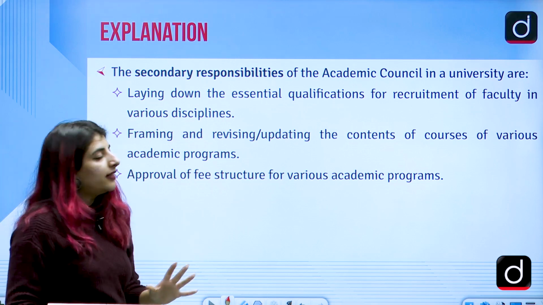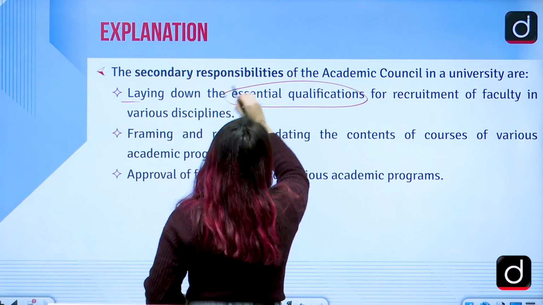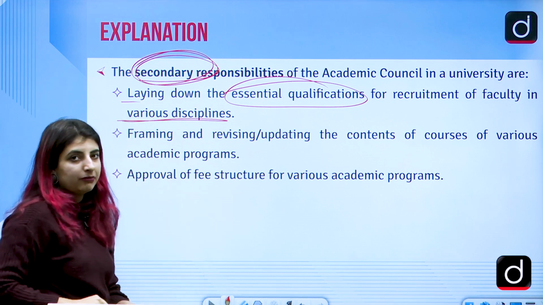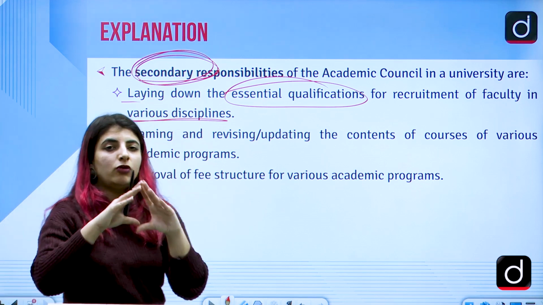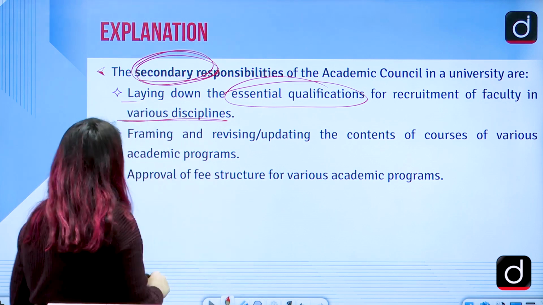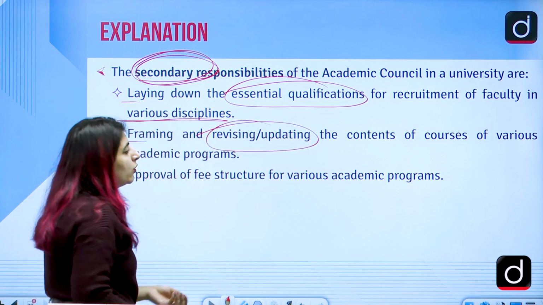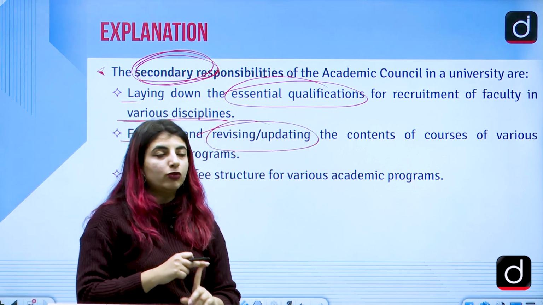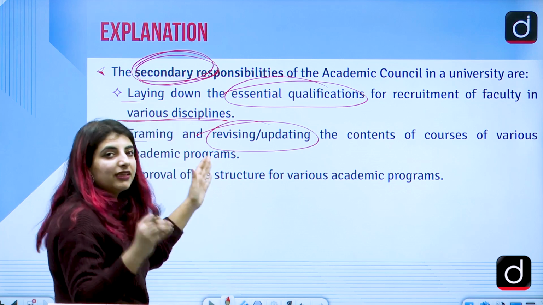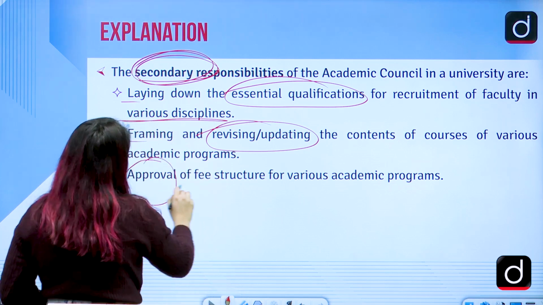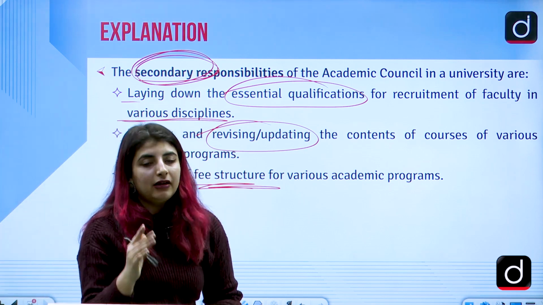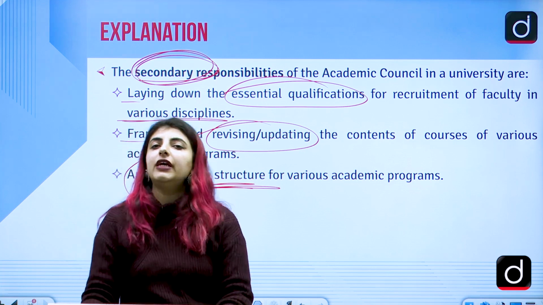Secondary responsibilities, on the other hand, are laying down the essential qualifications for the recruitment of various disciplines. These are secondary responsibilities, not the main responsibilities, right? So mind you, when you are making notes, write primary, the major or important responsibilities, and then the secondary ones. Framing and revising or updating the contents of courses of various academic programs, that yes, if you want to make changes in any kind of syllabus, you can do that, but that comes under the secondary responsibility. Approval of fee structure for various academic programs is also, I tell you again, a secondary responsibility of the academic council.